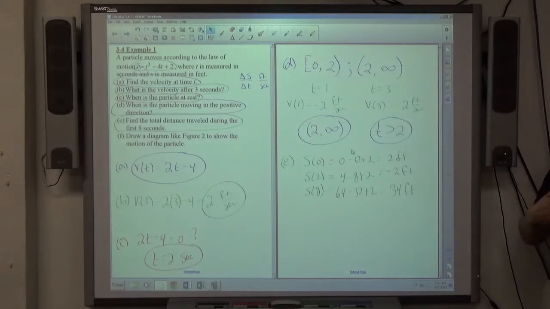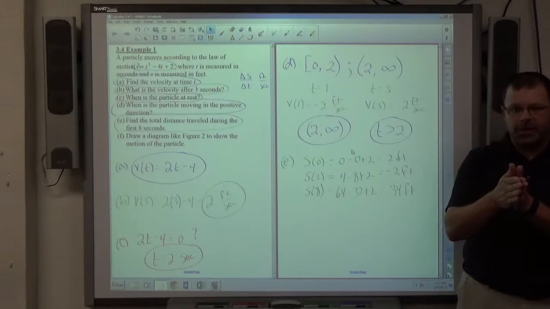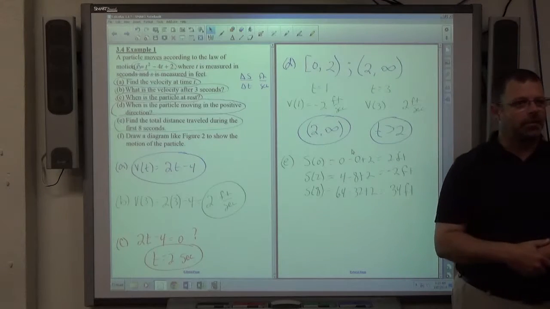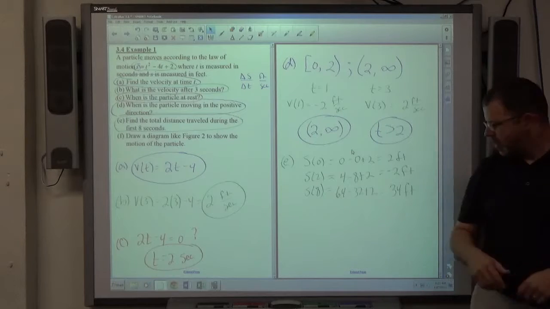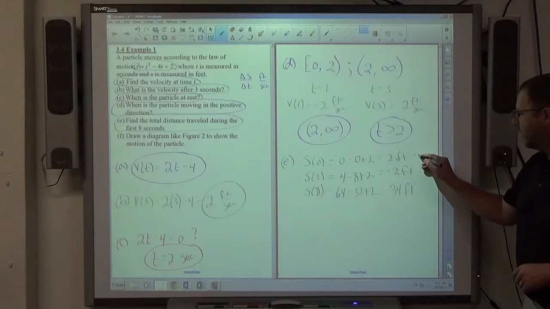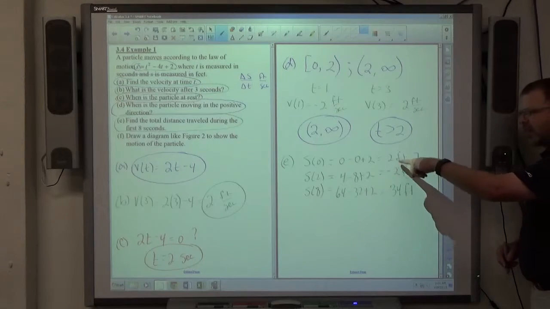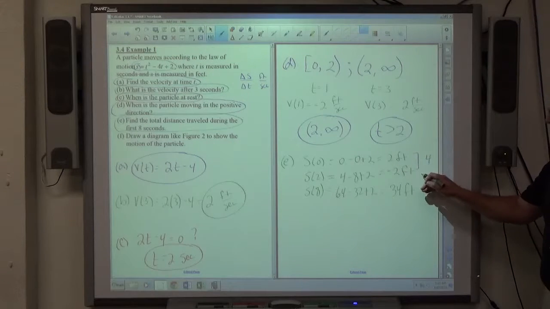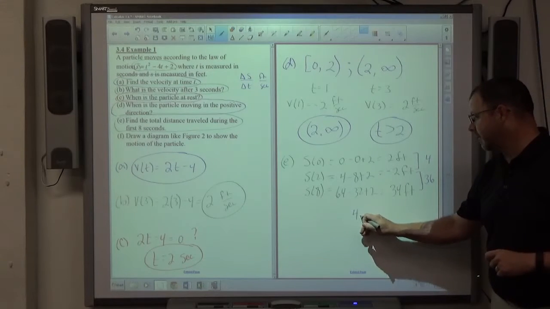Okay. The position of this particle starts at positive 2 feet, gets to negative 2 feet, then goes all the way over to positive 34 feet by 8 seconds. That's what's happened, right? How far we went is just a matter of finding out how far apart the numbers are. How far is it from 2 to negative 2? 4. How far is it from negative 2 to 34? 36. And if we add 4 and 36, we get a total of 40 feet.